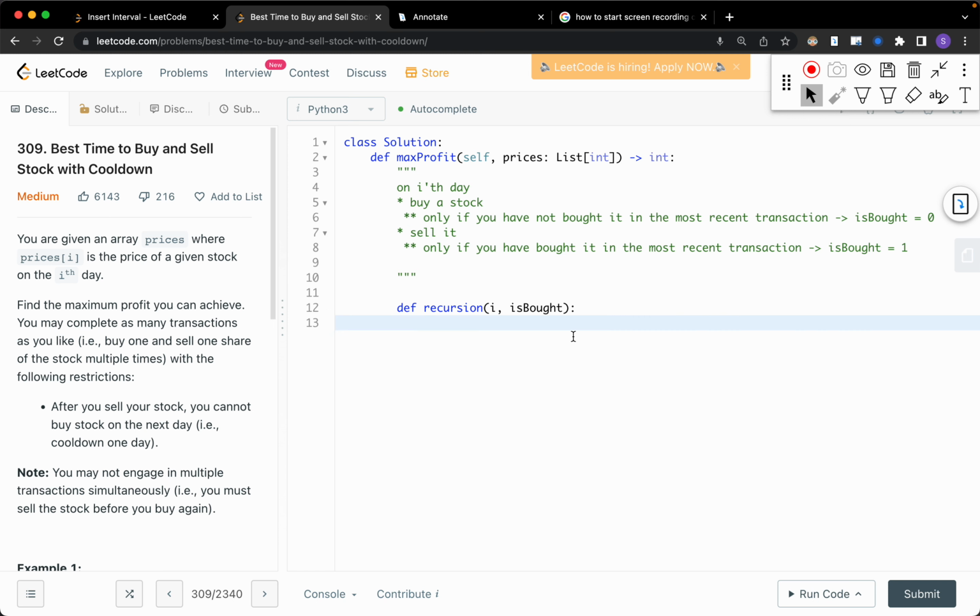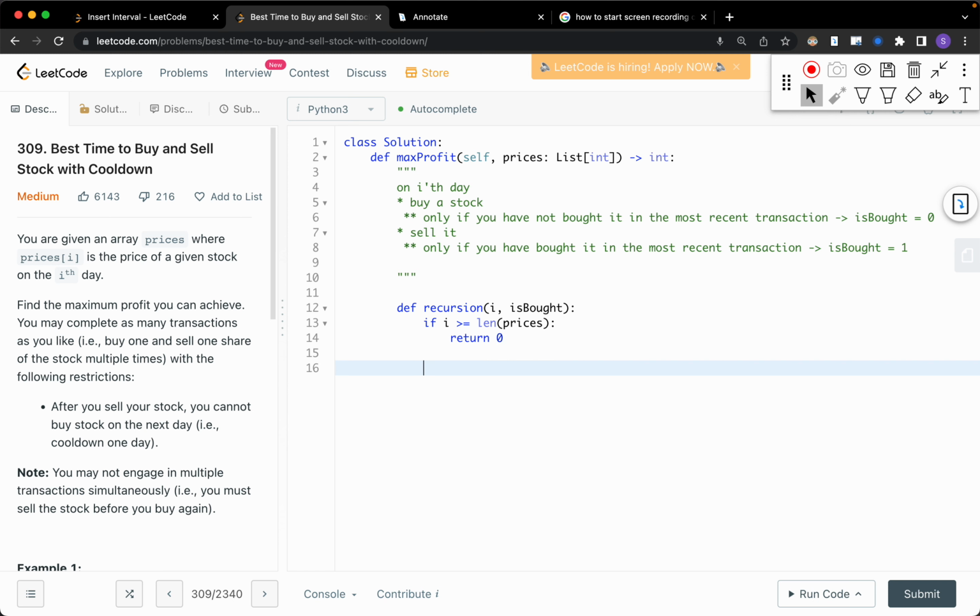On this basis, I'll be traversing from left to right, from the 0th position to the final position. So what I'll be doing is checking whether my current i value is greater than or equal to the length of prices, that is, it has reached the end of the array. In that case, I'll simply return 0.